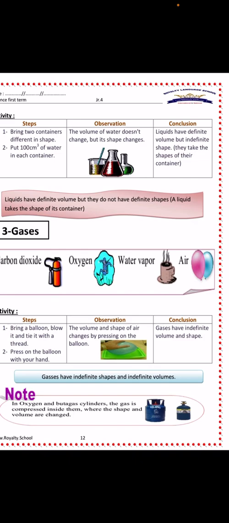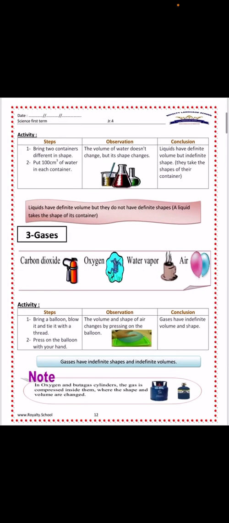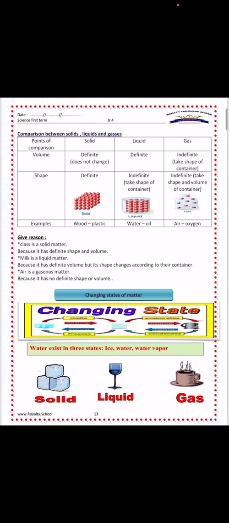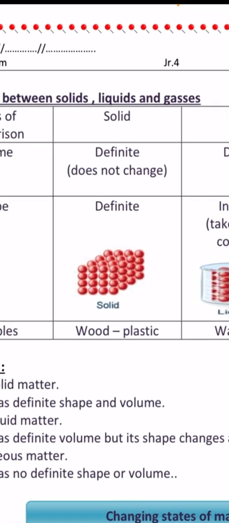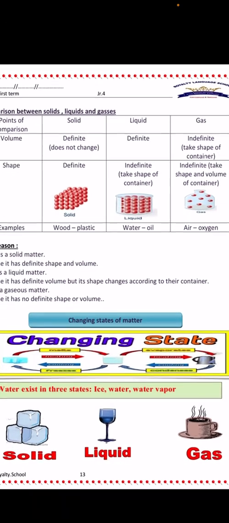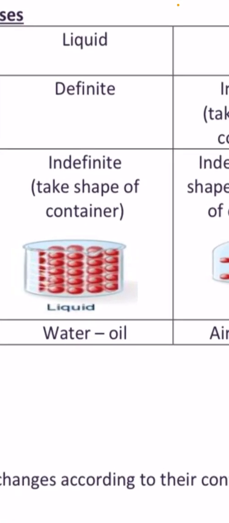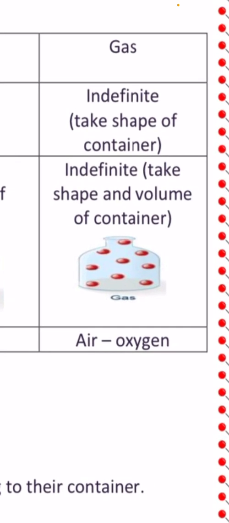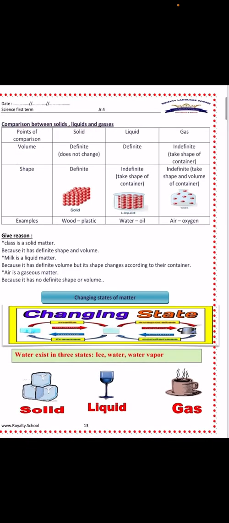From this we know that gases have indefinite shape and indefinite volume, so we can press or compress the oxygen inside the cylinder. So we can make a comparison between solids, liquids, and gases. Solids have definite shape and definite volume that doesn't change, for example wood and plastic. Liquids have definite volume, while the shape of liquids is indefinite; it takes the shape of the container, like water and oil. Gases have indefinite shape, taking the shape of the container, and indefinite volume, taking the volume of the container, like air and oxygen.